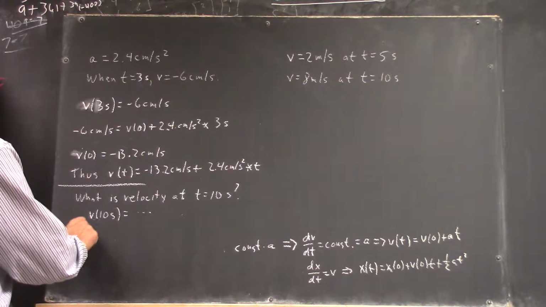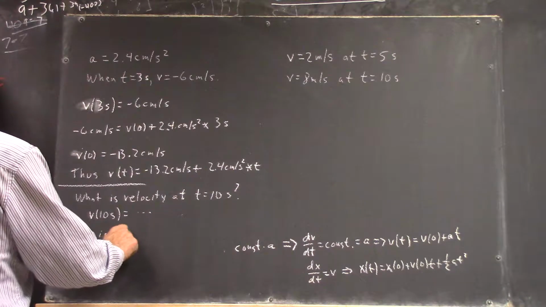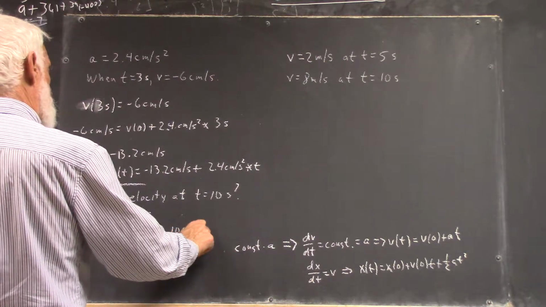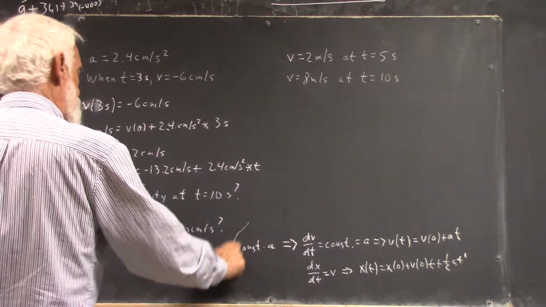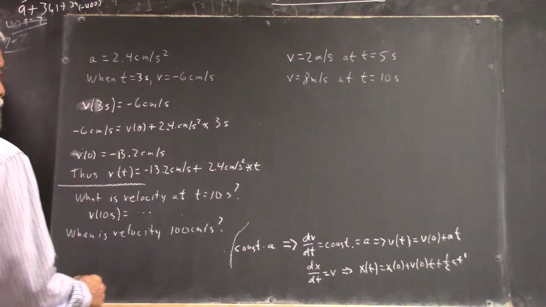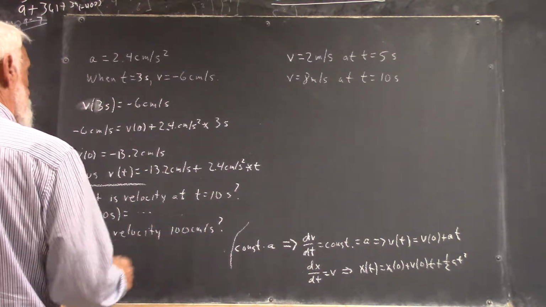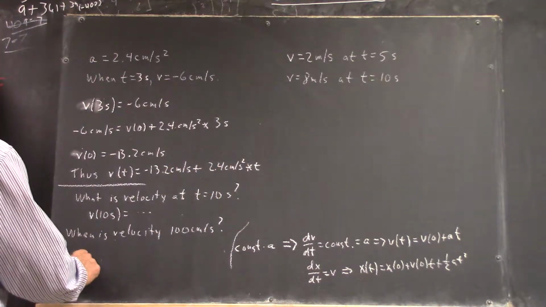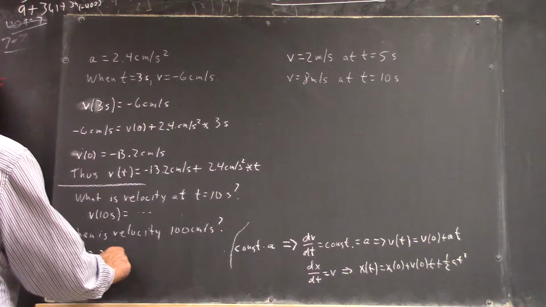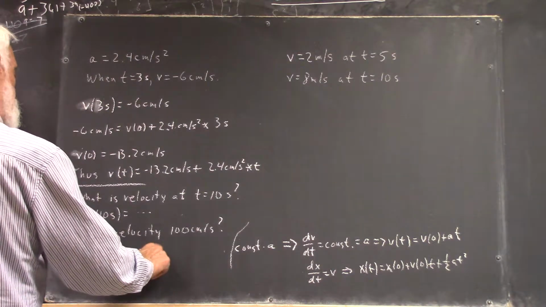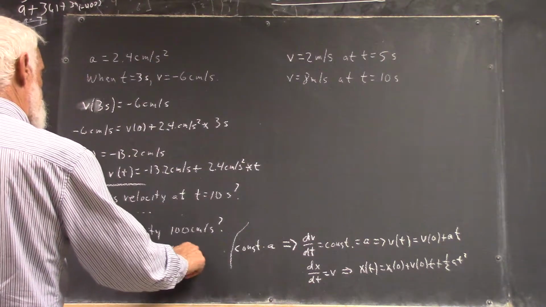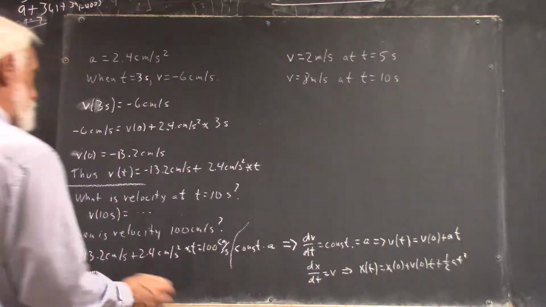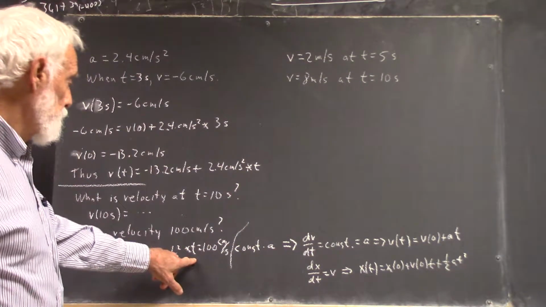Okay, what if we want to find out when the velocity is 100 centimeters per second? Well, we simply write this as an equation. V of t should now be 100 centimeters per second. Well, here's your v of t. So you solve negative 13.2 centimeters per second plus 2.4 centimeters per second squared times t equals 100 centimeters per second. That one unknown t you can easily solve.